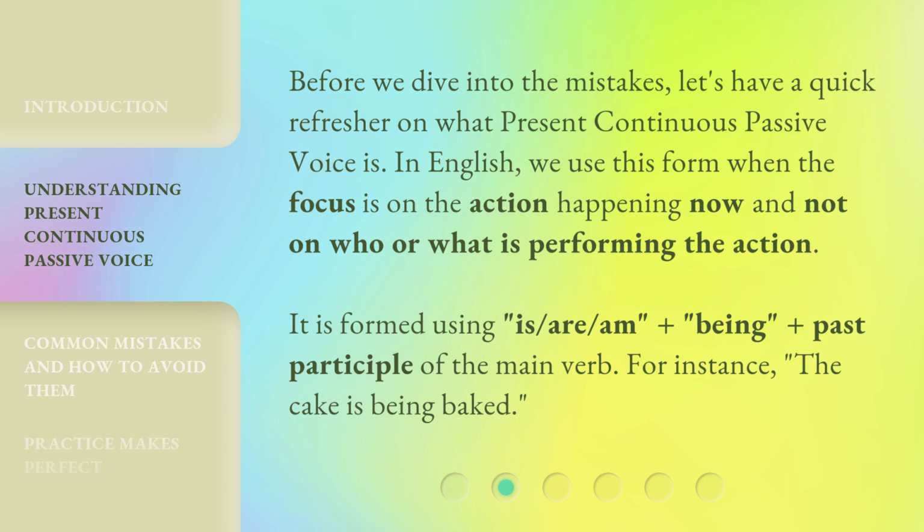Before we dive into the mistakes, let's have a quick refresher on what present continuous passive voice is. In English, we use this form when the focus is on the action happening now and not on who or what is performing the action. It is formed using is, are, am, plus being, plus past participle of the main verb. For instance, the cake is being baked.